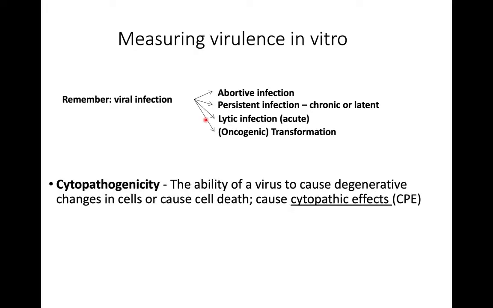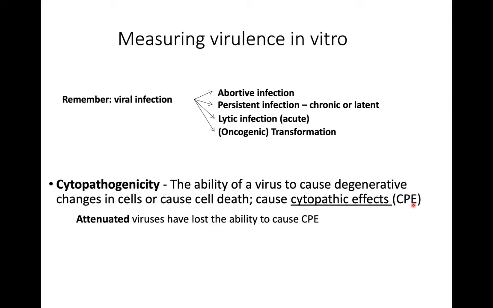Now, when we infect cells in a petri dish, one of the main things we're going to look for is cytopathogenicity, which is a big word that means changes to the cell because of viral infection. We can also state it like is written here, the ability of a virus to cause degenerative changes in cells or cause cell death. These changes we refer to as cytopathic effects, and we shorten that to CPE. So we'll look at a cell and we'll determine the type and the amount of CPE after infection.